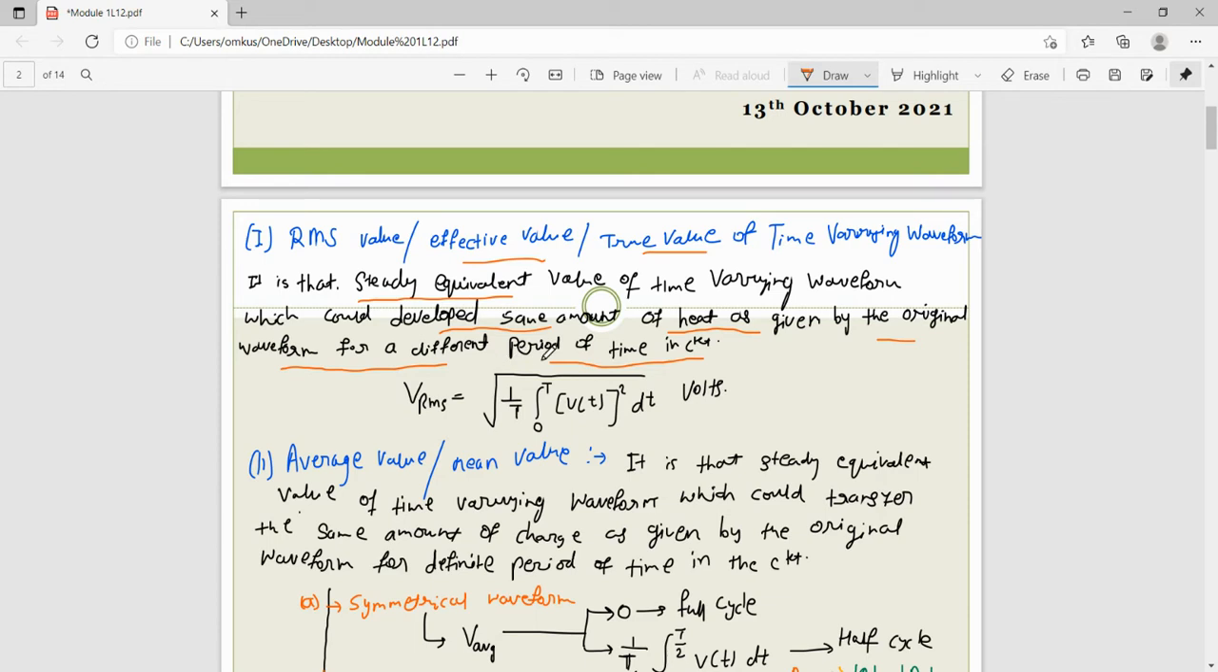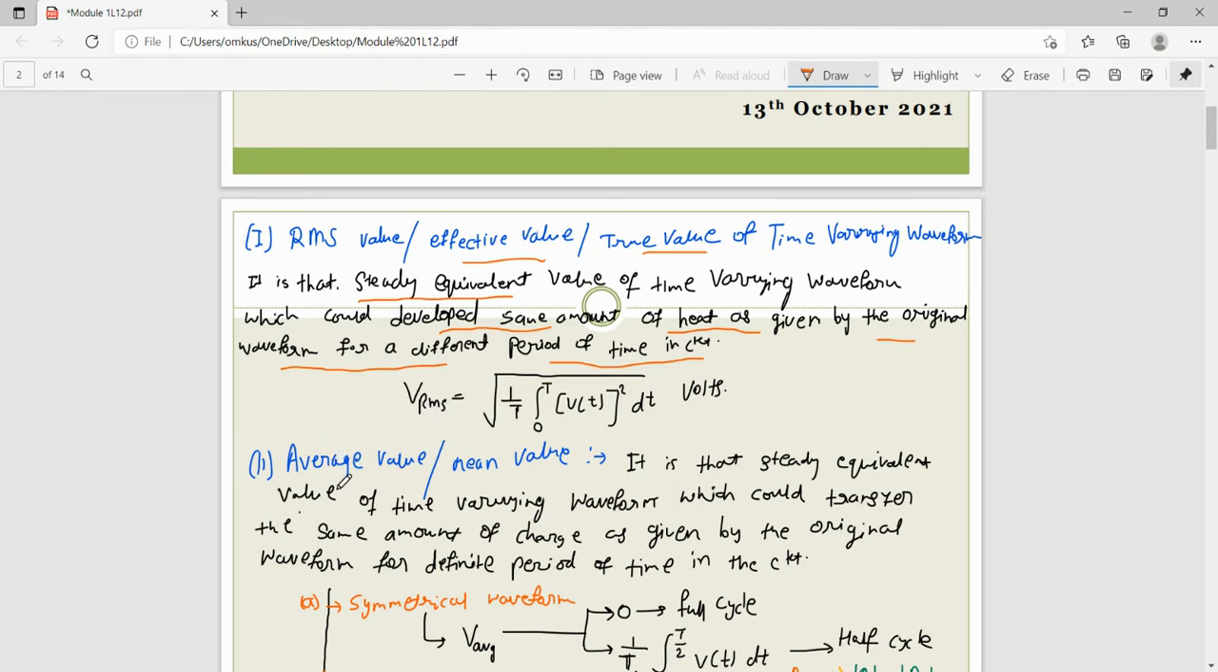Now this is the formula, for example for a voltage waveform. VRMS is equal to the square root of 1 by T, integral from 0 to T, V squared dt. Here T is the time period of the waveform and V is the voltage signal. You have to square that signal and take the square root of the whole, by which you can easily find the RMS voltage of that particular waveform.